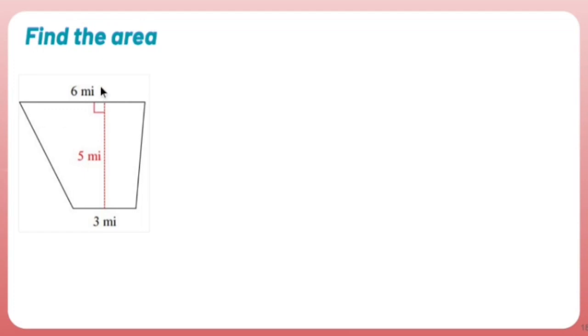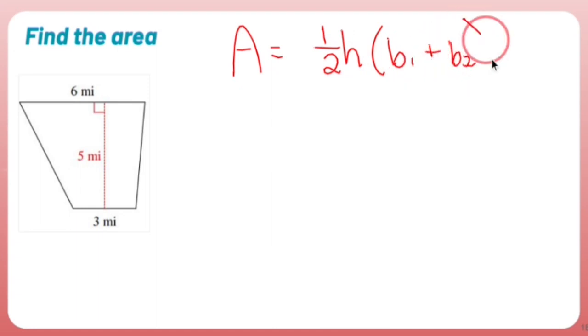Find the area of this trapezoid right here. All right, the area of a trapezoid is given to us by the formula 1/2 times the height, parentheses, base sub 1 plus base sub 2. This trapezoid is kind of lying flat already, and it gives us the height right there, and it's 5. Which one's base 1, which one's base 2? Doesn't matter. Doesn't matter at all.